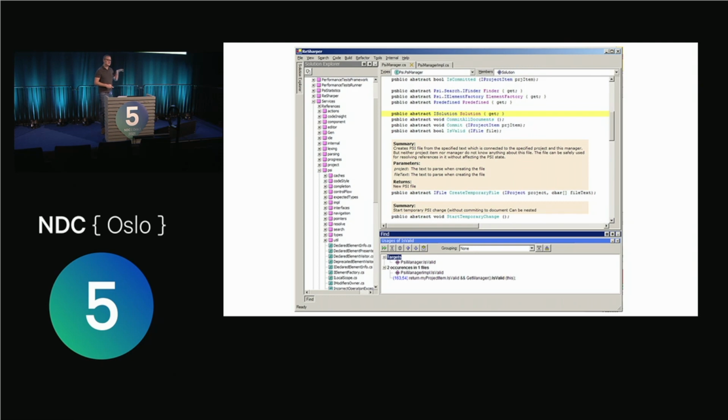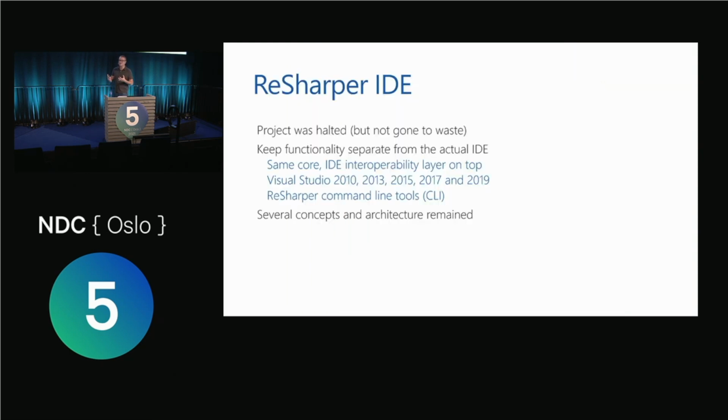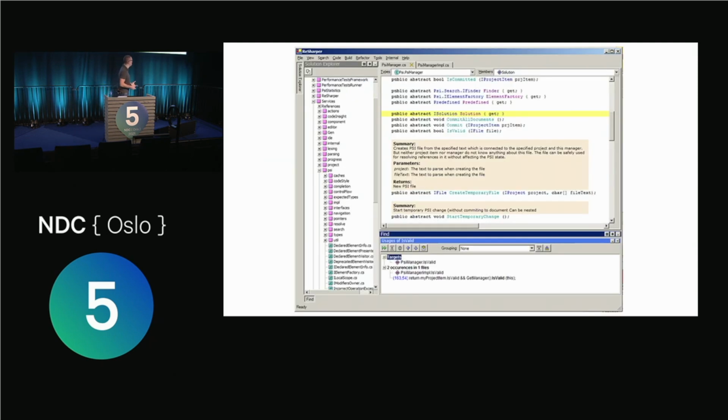But having that distinction between are we going to ship a full IDE or are we going to ship a plugin actually forced us into making some choices in how we would build this IDE. The project was halted, but not everything was removed. So if you look at the screenshot here, if you're using Rider today or ReSharper today, this Find Usages dialog, it's been modernized a little bit, but it's still pretty much what it was back then.